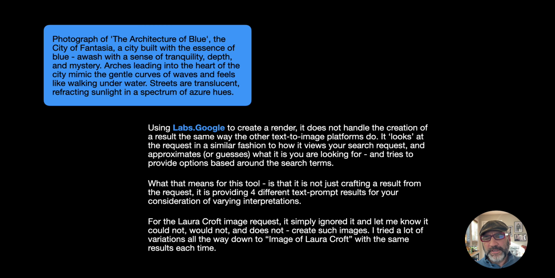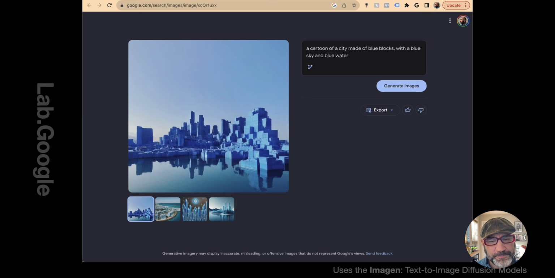Okay, I'm coming into next labs.google, and I gave it the prompt, just showing you the architecture of blue, city of Fantasia, and this is the thing. And then also I did a Lara Croft in this, but for the Lara Croft image request, it simply ignored it, and it let me know it could not, would not, and does not create such images. I tried a lot of variations all the way down to image of Lara Croft with the same results each time. So I think the idea with labs.google is it's trying to steer clear of people.